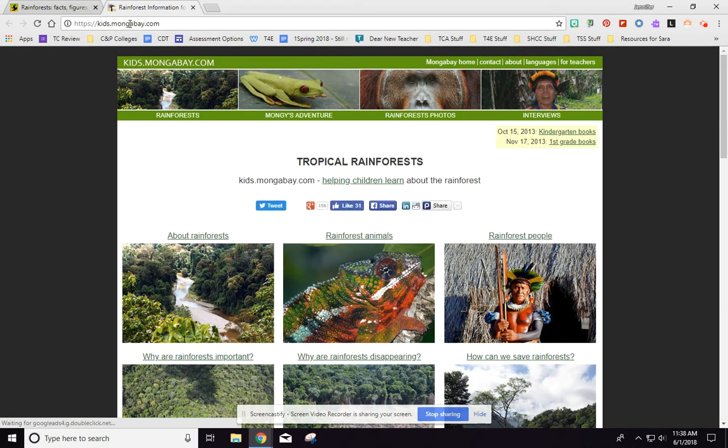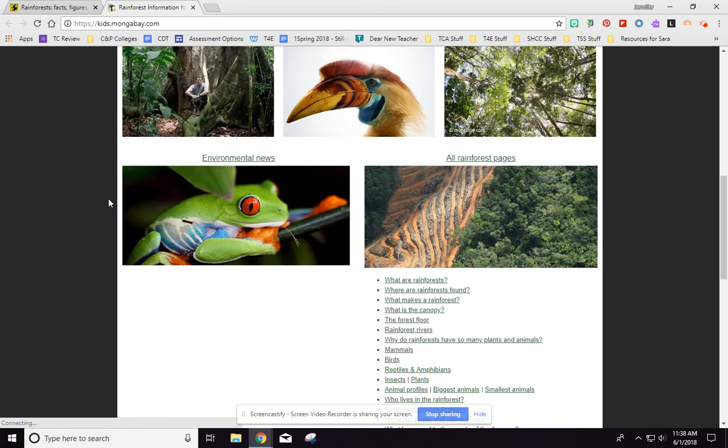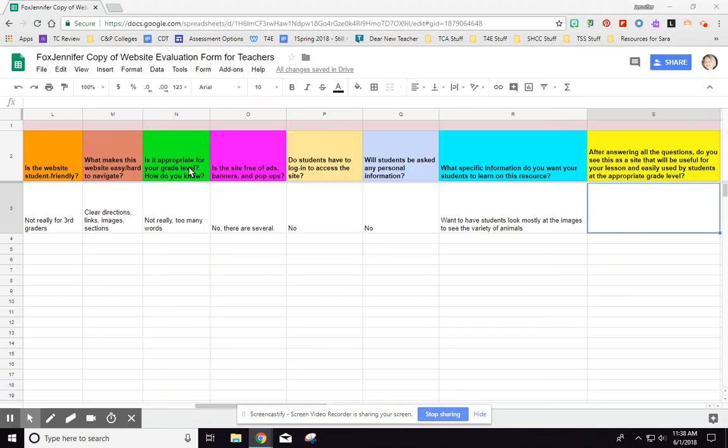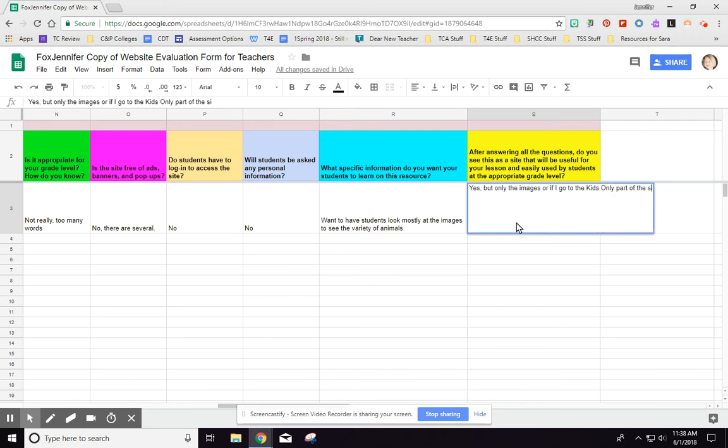And here is actually probably the one I should be evaluating, the one that's specifically for students or for kids. After answering all the questions, do you see this as a site that will be useful for your lesson and easily used by students at appropriate grade level? Yes, but only the images, or if I go to the kids only site or part of the site. Whatever you determine, it could be no, and it's totally fine if it is no. If it needs to be no, then put no and give an answer for that.